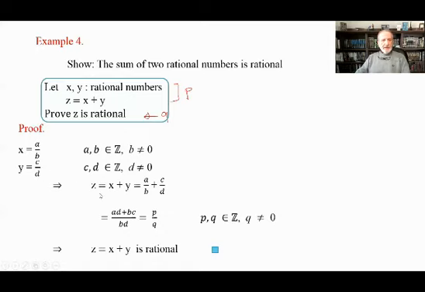So now let's find z equals x plus y, a over b plus c over d. Common denominator. You add them, and you see this is equal to p over q. So I call this here p, and I call this here q. So p over q, and obviously p and q are integers, and q is different than 0. So we proved the sum of two rational numbers is rational.